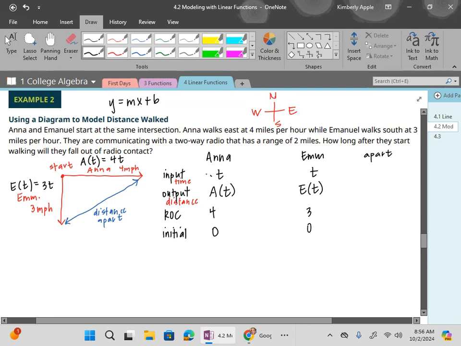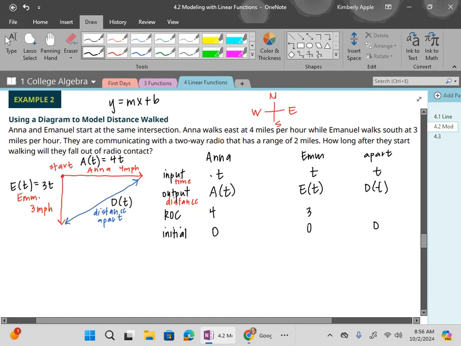Let's do this. So input is still going to be t. The output, let's define a new one just called distance. Distance from each other. The rate of change here, I don't know what that is. What's the initial distance apart? 0. They're standing in the same spot. Right? It says that. They start at the same intersection. So we're going to define this to be d of t.